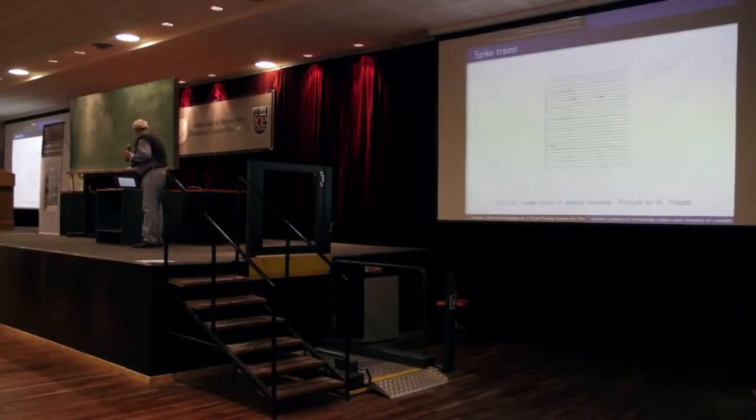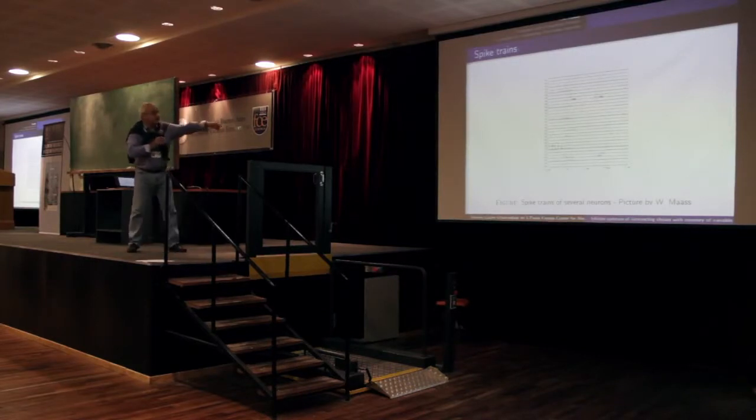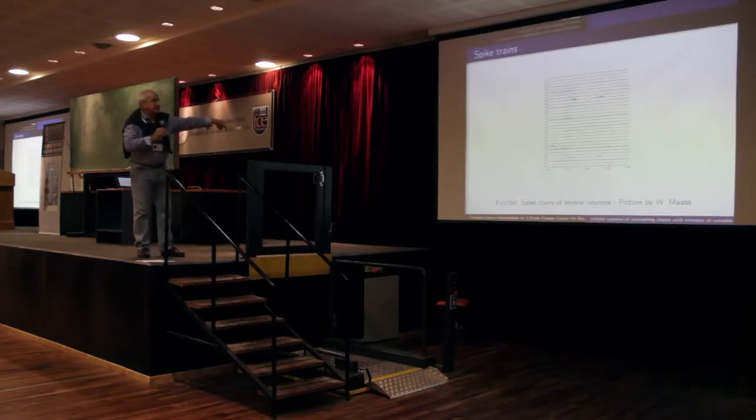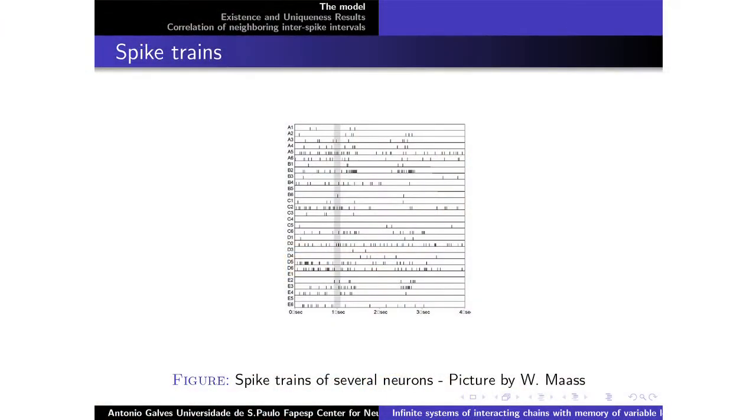Let me show you. This is a raster plot. You have several neurons, and you have time on the horizontal axis. You have neurons here, and I'm indicating the times in which every neuron has a spike.